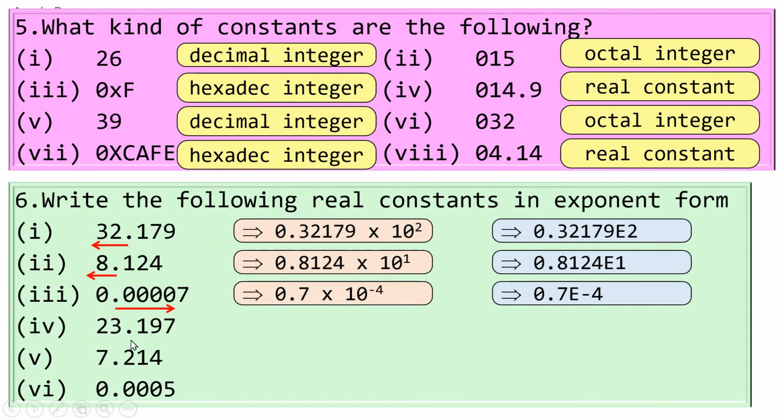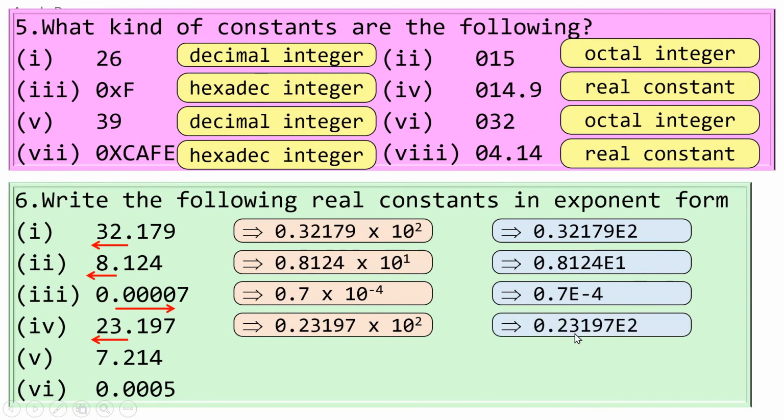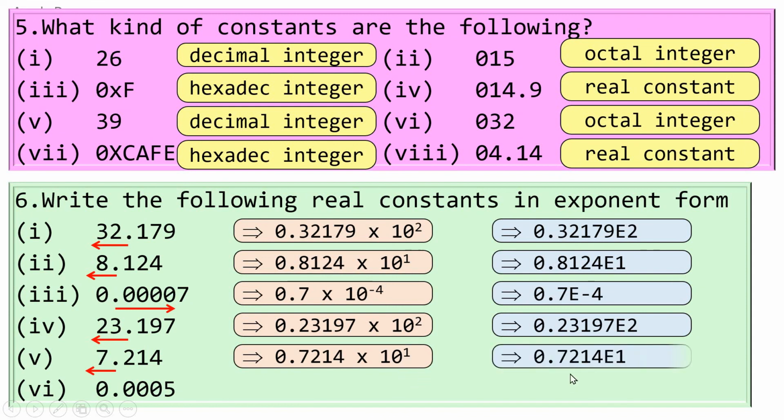In the value 23.197, I will move the decimal point 2 places to the left. So I get 0.23197 into 10 to the power 2, which is 0.23197 E2. For 7.214, I will move the decimal point 1 place to the left. 0.7214 into 10 to the power 1, which is 0.7214 E1.